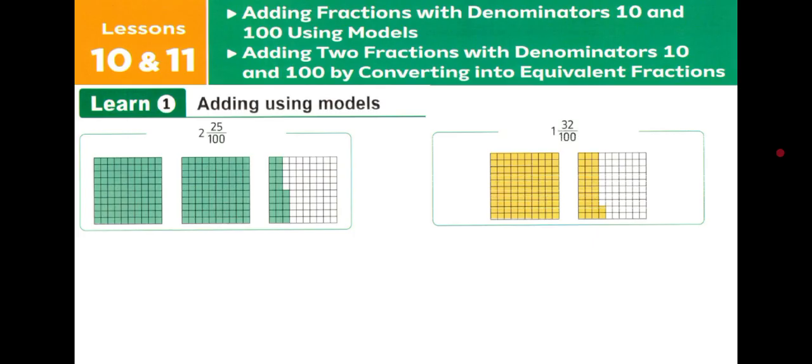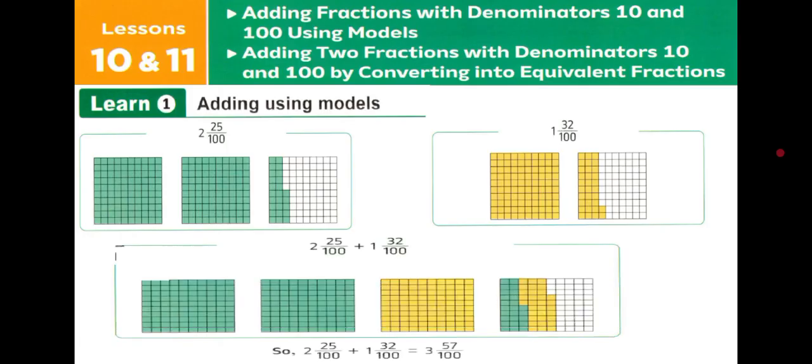Okay, we have this 1 over 100 plus 100 over 100 plus this is 25 over 100. It's 2 and 25 over 100, and this is 1 plus 32 over 100. Okay, we have to add the whole numbers together. It's 3 and 25 plus 32 is 57 over 100.